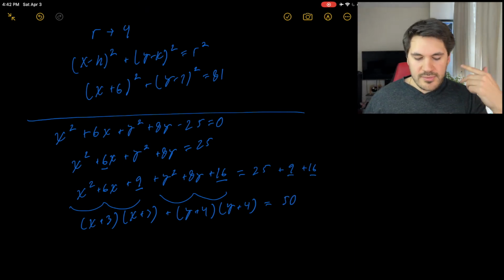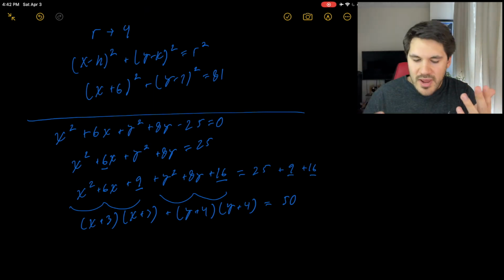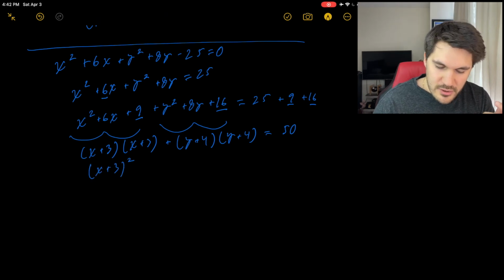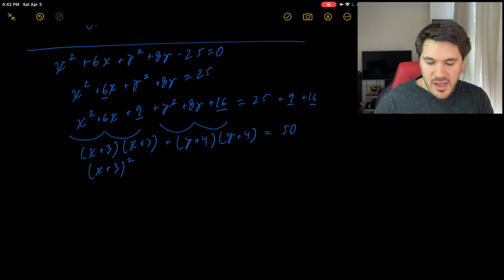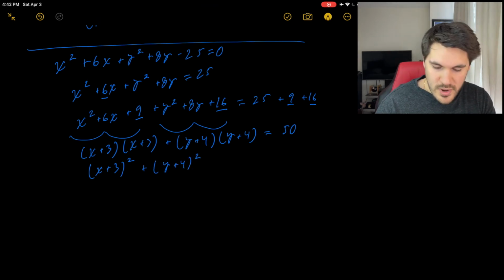Almost done. Now, x plus 3 times x plus 3, that's just x plus 3 squared, right? So let's write that out. So this becomes x plus 3 squared. y plus 4 times y plus 4 becomes y plus 4 squared. And on the right side, we got 50.